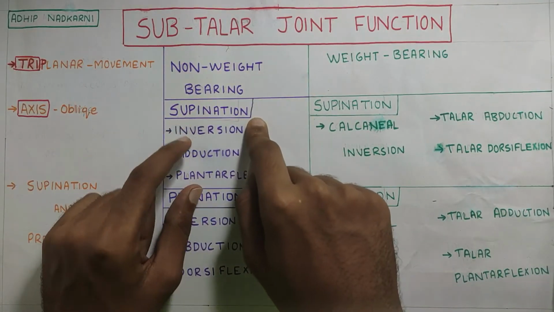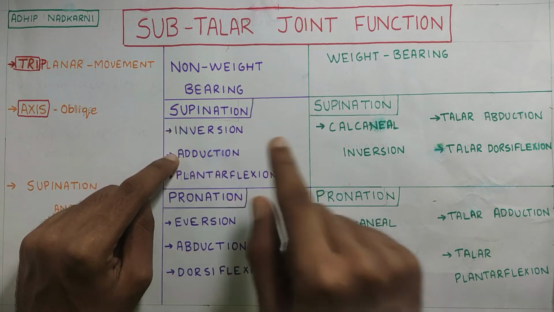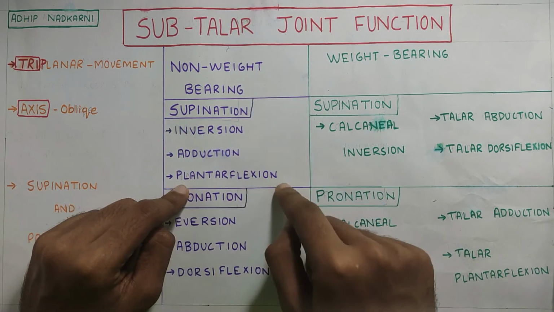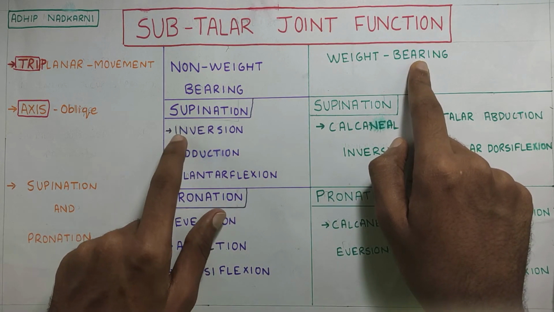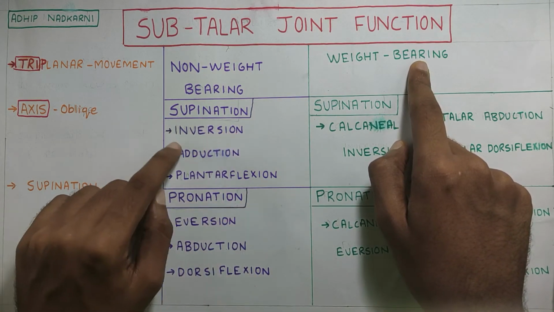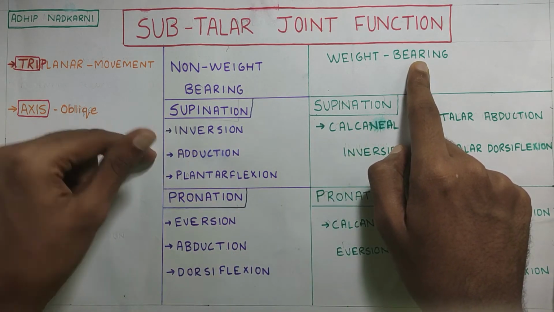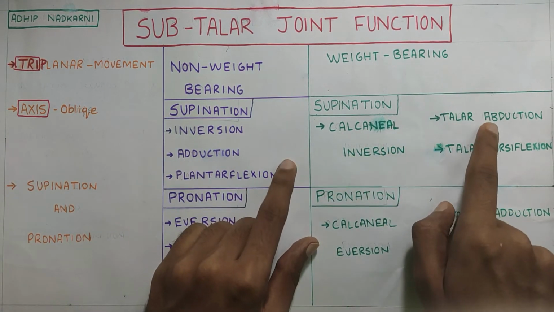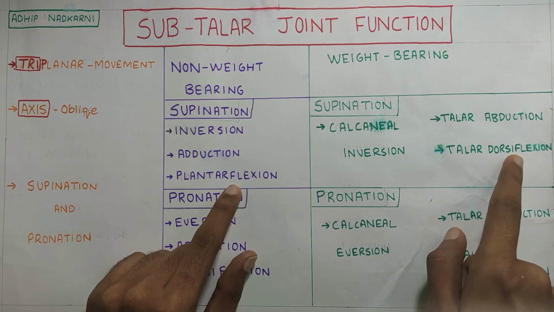So during supination, I had said that there is inversion of the calcaneum, there is adduction of the calcaneum and also plantar flexion, right? But during weight bearing, what will happen? The calcaneum can only do inversion and the other two movements will be taken up by the talus, right? But these movements will be opposite, so it will be abduction of the talus and dorsiflexion of the talus, right?